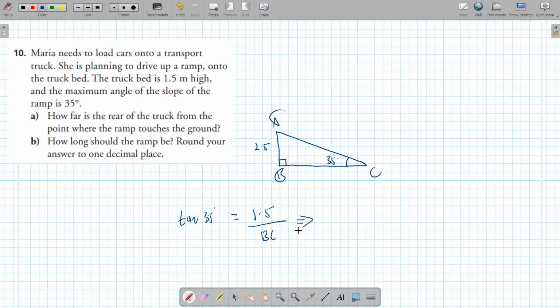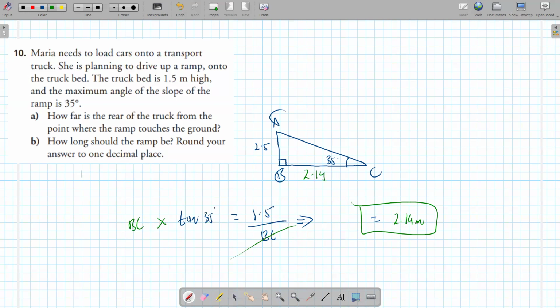Now we have a linear equation. How do we solve this for BC? Remember, the unknown is in the denominator. Whenever the unknown's in the denominator, you want to multiply to get rid of it. So this comes over here, divide both sides by tan 35, and you are done. So the bottom is 2.14 meters. So we know this is 2.14.